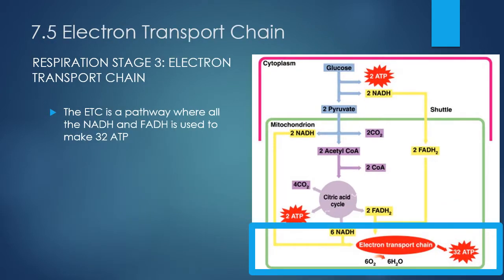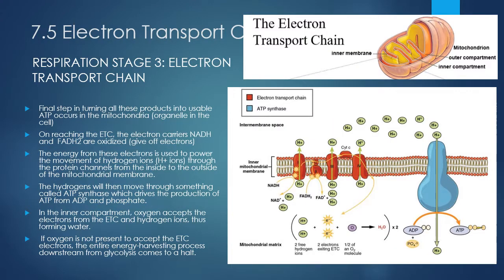So final stage of our cycle, stage 3, is the electron transport chain. And it's a pathway where all the NADH and FADH, those electron carriers that have been used so far, all those get used to make a whopping total of 32 ATP. So the final step in turning all of these products into usable ATP occurs in an organelle in your cell called the mitochondria. And this final process is called the electron transport chain.